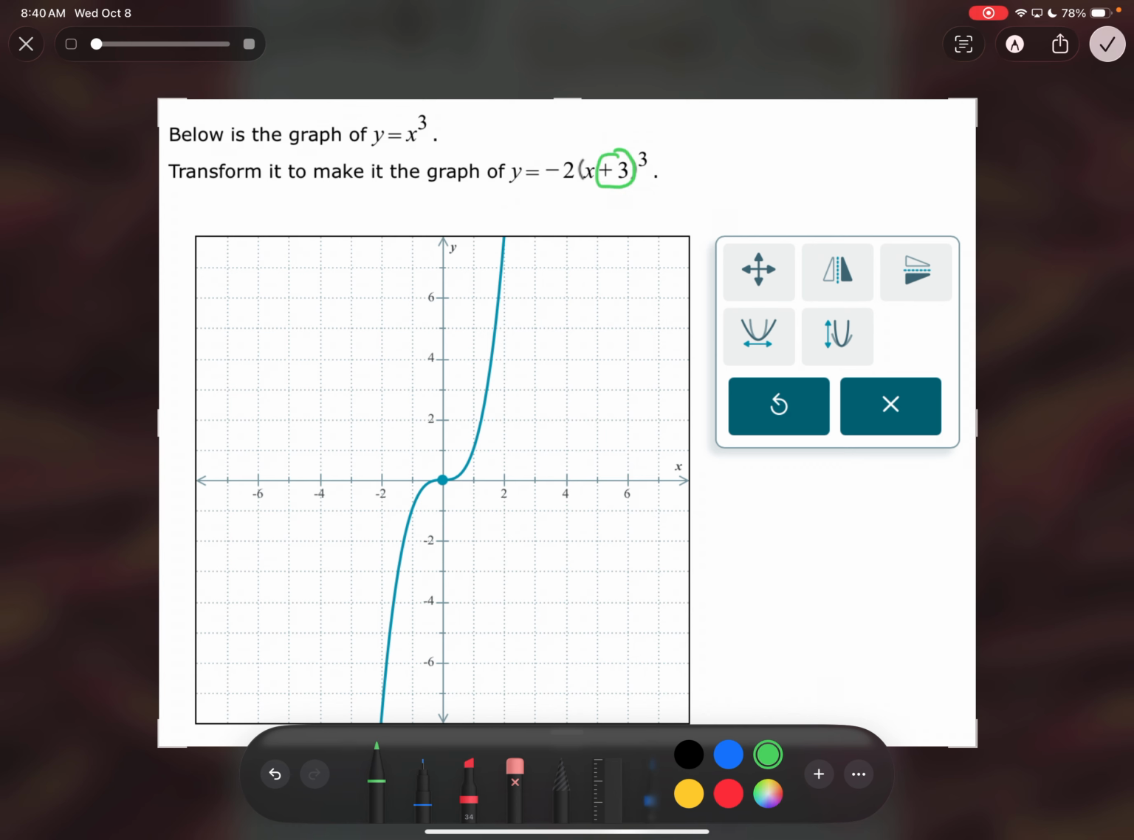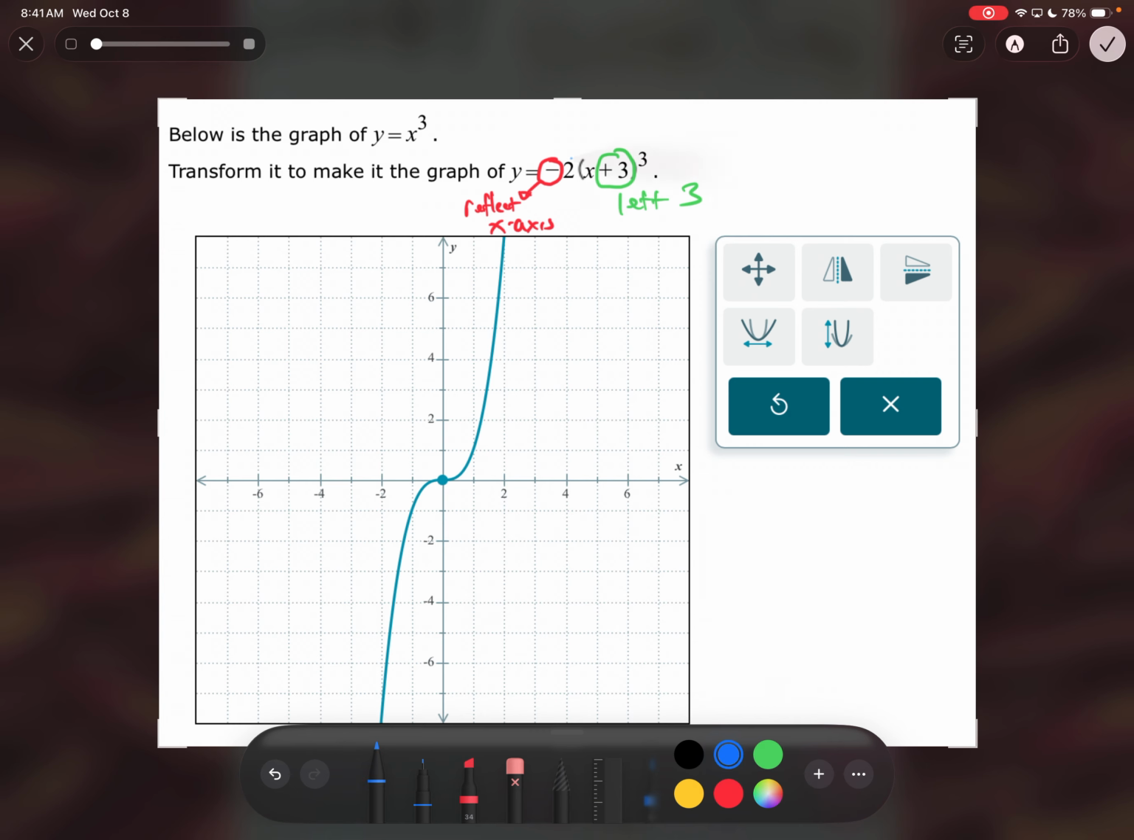So I have a +3 right here. It's on the inside, so it's going to go left. I do the opposite of what I think. Left 3. Okay. The negative right here is on the outside. So that is going to reflect across the x-axis. I reflect it up and down because it's on the outside.